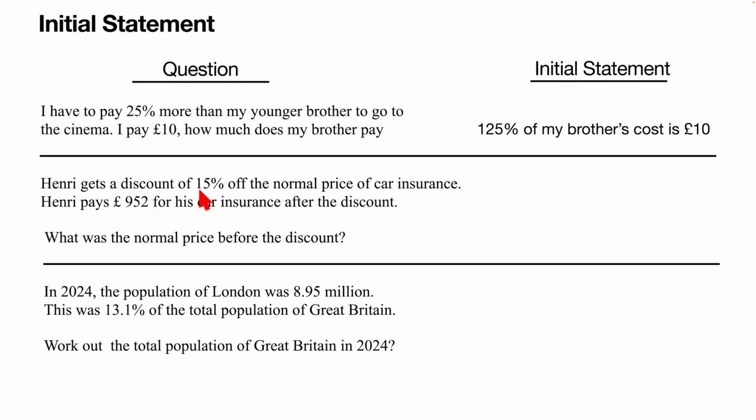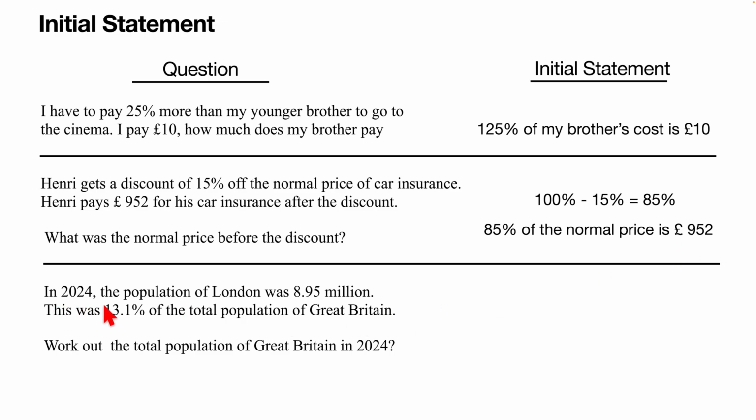Henri gets a discount of 15% off the normal price of car insurance. Henri pays £952 for his car insurance after the discount. What was the normal price? Well, what's left? We get 100% of the normal price, but we're 15% off that. So we're paying 85%, and that's equal to £952. So 85% of the normal price is £952.